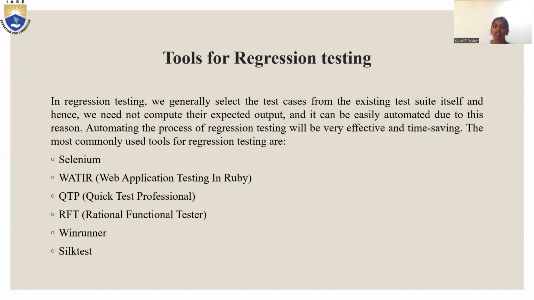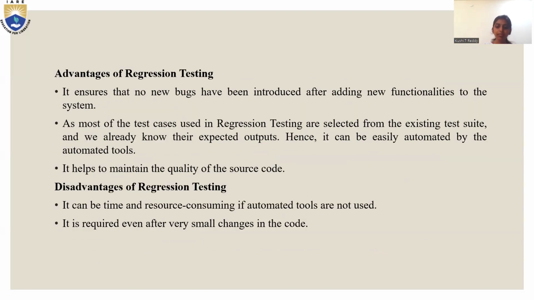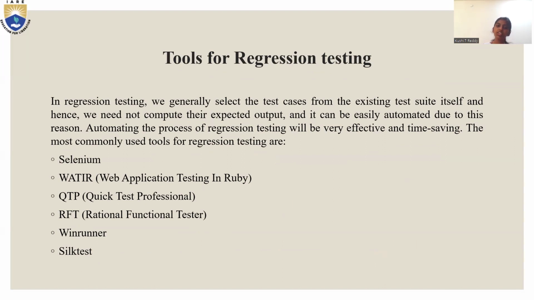So there are many tools that are used for regression testing. In regression testing, we generally select the test cases from the existing test suite itself, and hence we need not compute their expected output, and it can be easily automated for this reason. Automating the process of regression testing will be very effective and time-saving. The most commonly used tools for regression testing are Selenium and Watir (web application testing in Ruby), Quick Test Professional, Rational Functional Tester, WinRunner, and Silk Test.